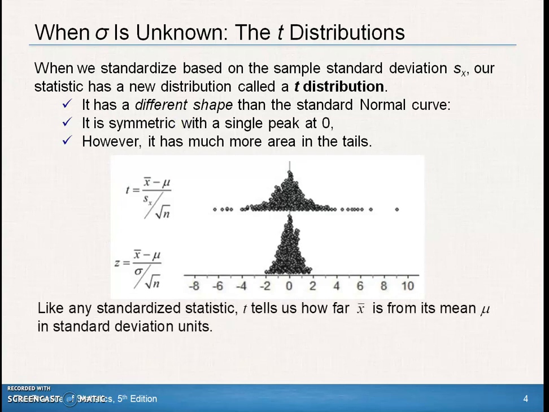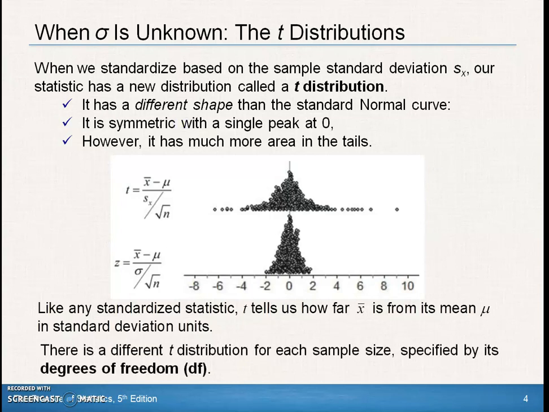So t really tells us how far X bar is from the mean mu in standard deviation units, just like any other z-score, but it's now a t-score. And so we're going to have to use that idea and adjust things because of the width. This is a little bit different. There are degrees of freedom that we need to use.